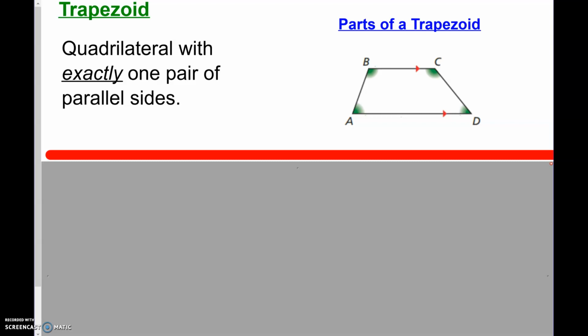All right, trapezoids are the other figure that we're going to be talking about today. Notice that the definition of a trapezoid starts with quadrilateral. It doesn't start with the parallelogram. And it has exactly one pair of parallel sides. So you see here we've got BC congruent to AD. We've got one pair of parallel sides.